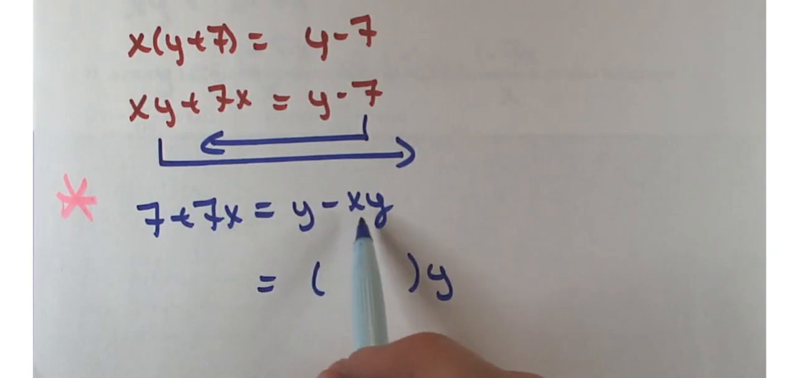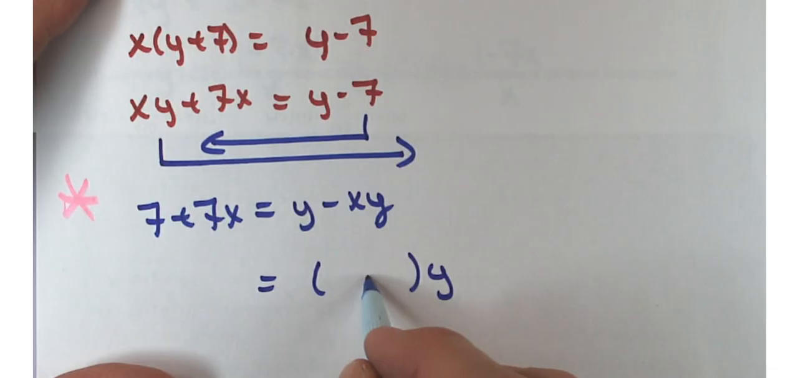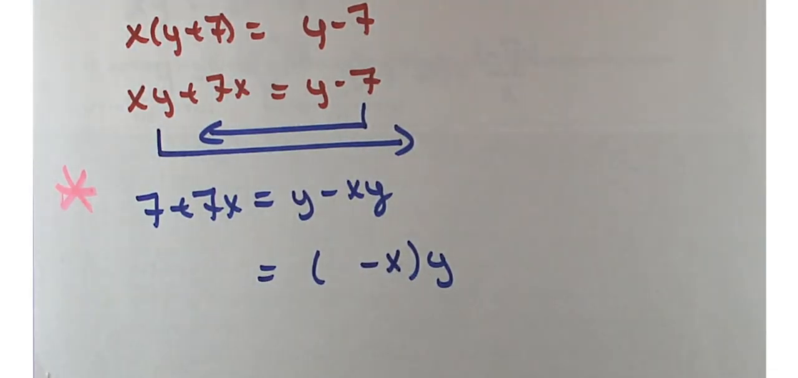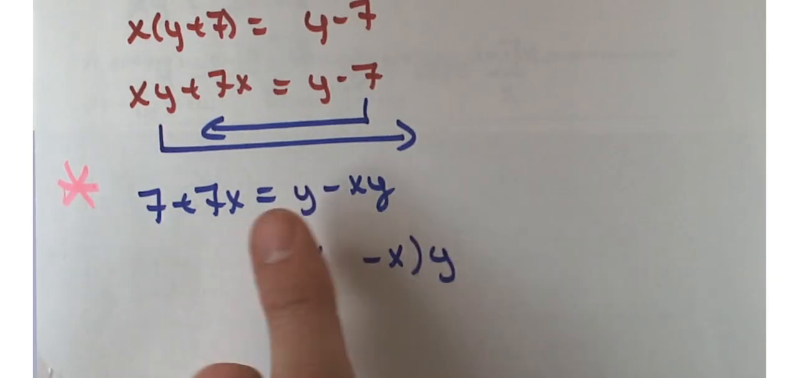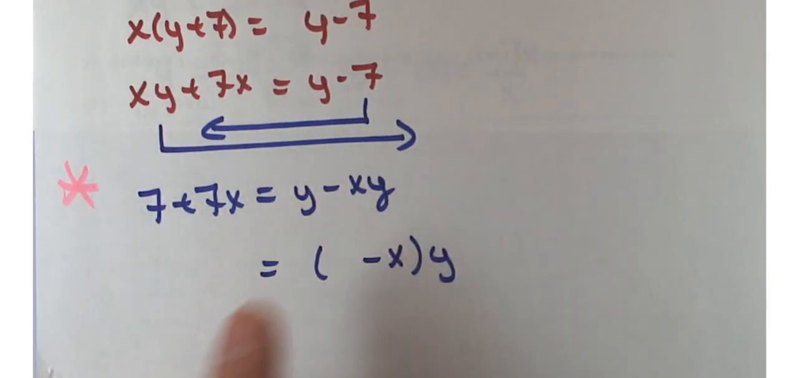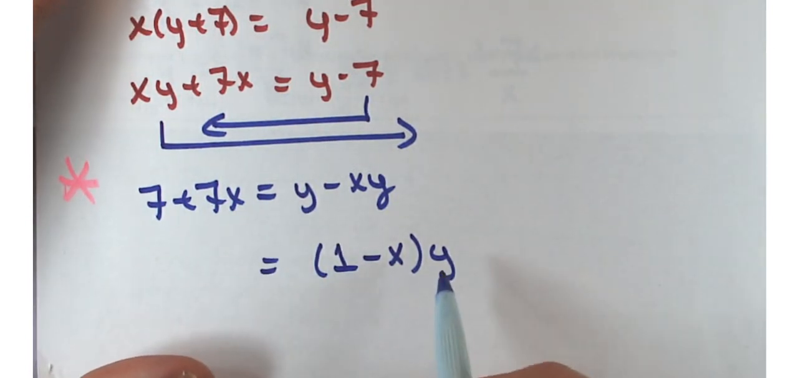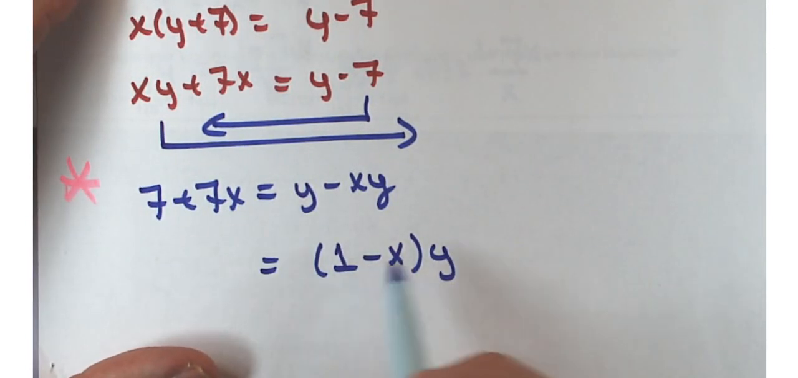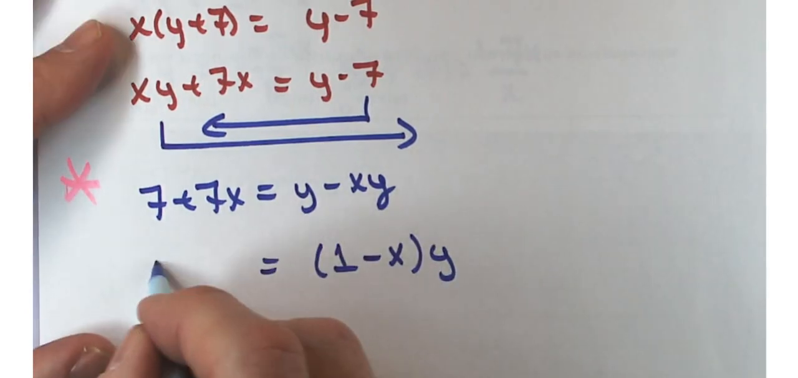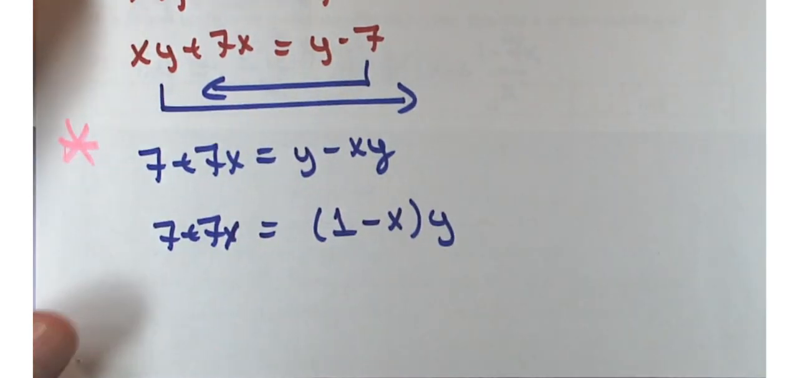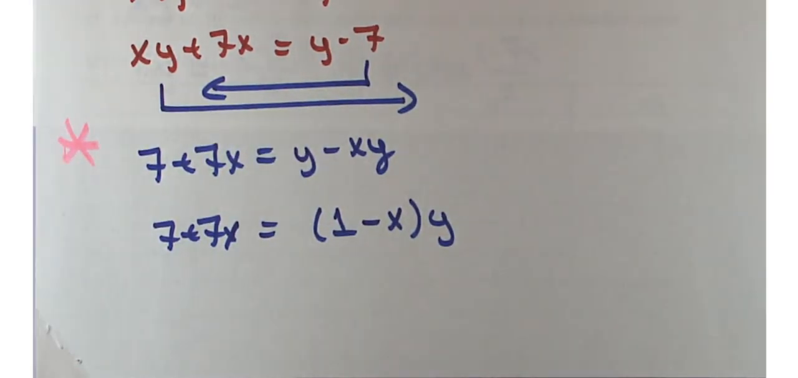If I take out the y from this term, what am I going to leave behind? An x, good, and that x has a negative sign in front of it. If I take out this y, I've got to leave kind of a placeholder behind. What would that placeholder be? A 1. You can check it by distributing y minus xy. On the left-hand side, that's still 7 plus 7x.